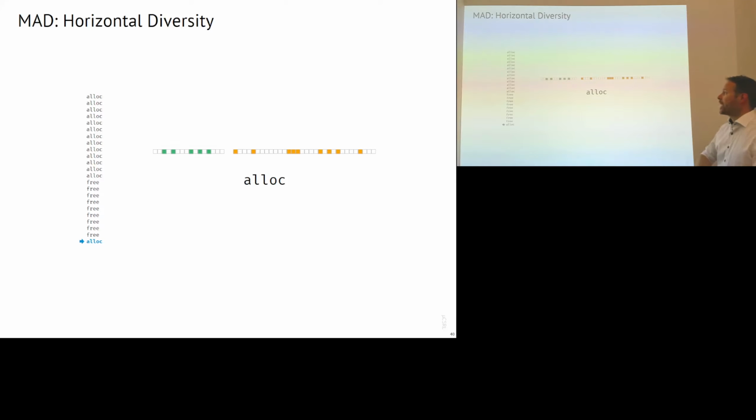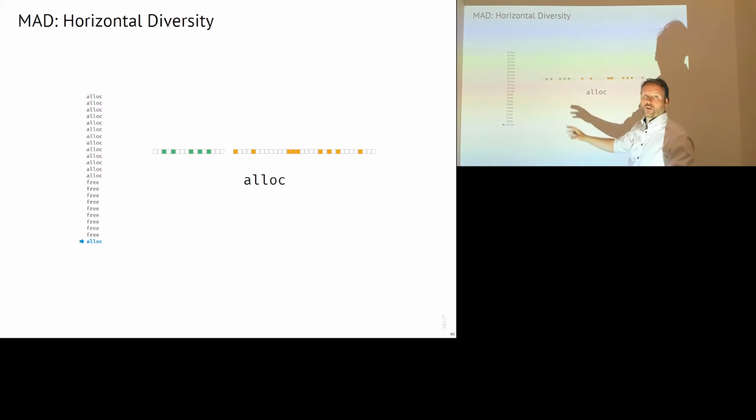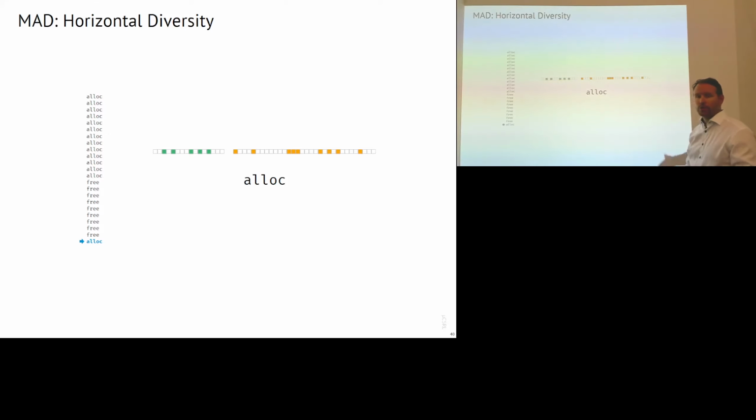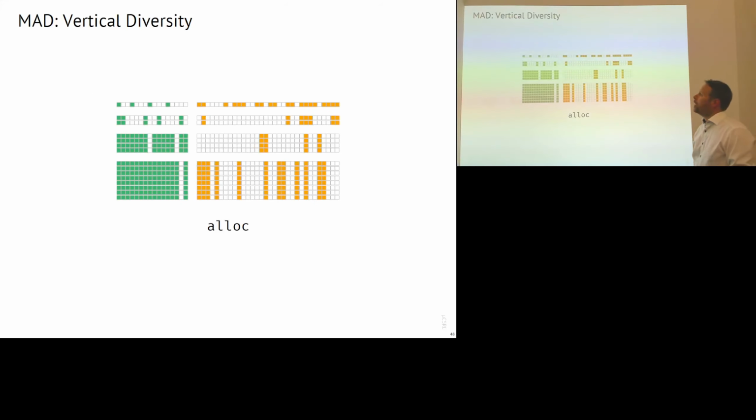Now if we get another alloc, we see that the allocation cache has been drained, so it's not full anymore. The likelihood of using a random offset and finding a page gets lower and lower. So in horizontal diversity, we move these pages back to the allocation cache again. We're horizontally recycling, and now this cache is full again, so we can serve allocation requests again.